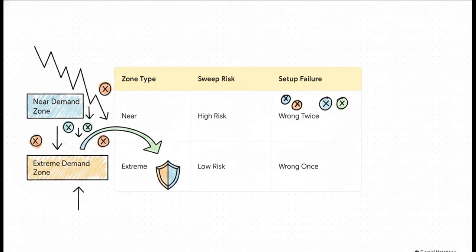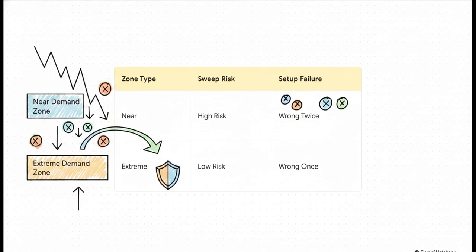Let's talk about this stark difference in risk between your chosen entry zones. When price pulls back, it often leaves multiple zones behind. If you enter at the near demand zone, you are highly prone to being wrong twice. Why? Because price is likely going to sweep that near zone's liquidity, stop you out, and hunt for the extreme demand zone anyway. If you enter again there and it fails, you've taken 2 losses.